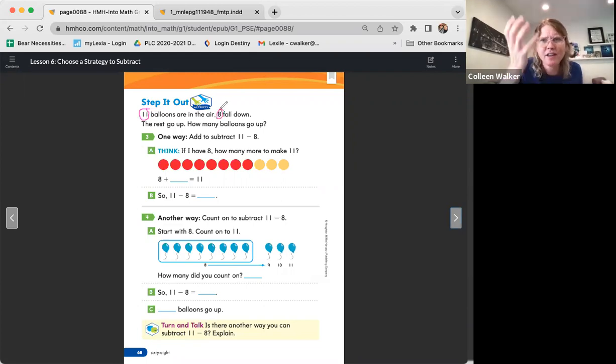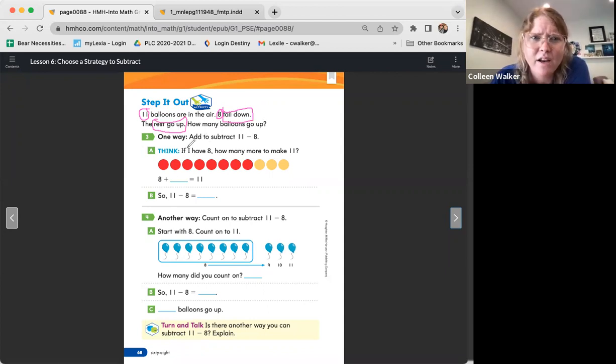So 11 are in the air and 8 fall down. That's kind of important that 8 of them are falling down. The rest go up. The rest of them go up. That's important too. How many balloons go up? So the first way they want us to do it is they want us to add to subtract.